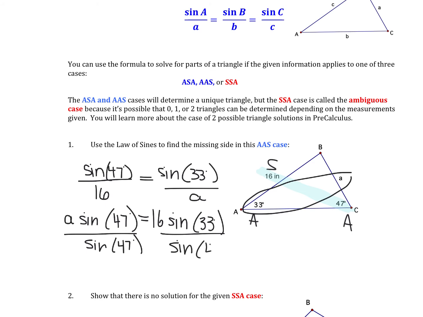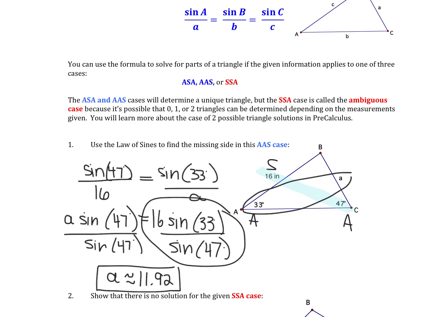So in my calculator, I'm going to type in 16 sine of 33 divided by sine of 47. My answer is going to be approximately 11.92. Remember, if you're not getting that on your calculator, maybe your mode is wrong. Maybe you're in radians, so you're going to have to go and change that. So you press mode and make sure your highlighted unit is degrees, not radians.